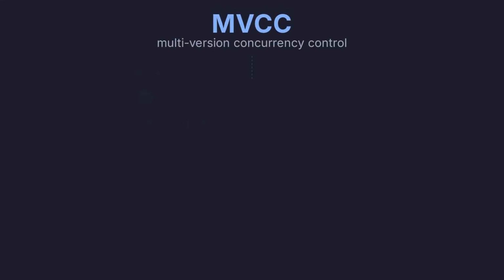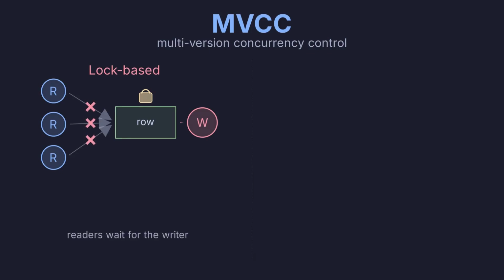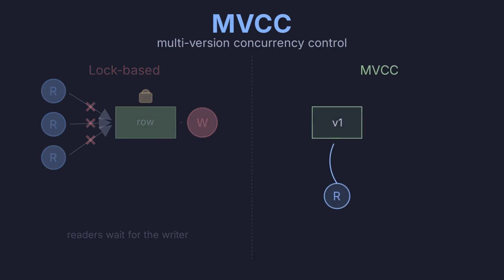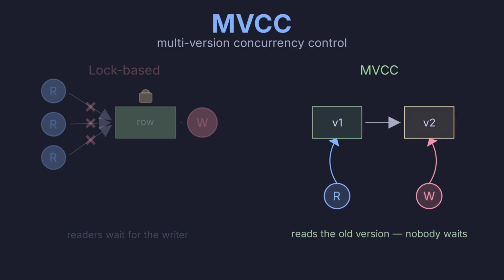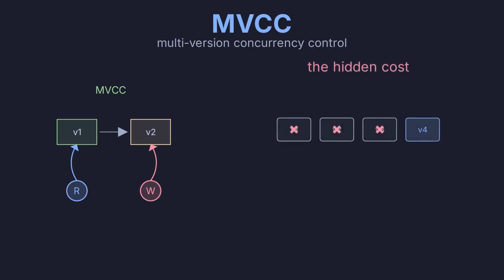Readers block writers, writers block readers. That's the classic database trade-off, unless you use multi-version concurrency control. With MVCC, a reader never waits for a writer, ever. But that gift comes with a hidden cost. Your table silently bloats, and deleting rows won't reclaim a single byte.